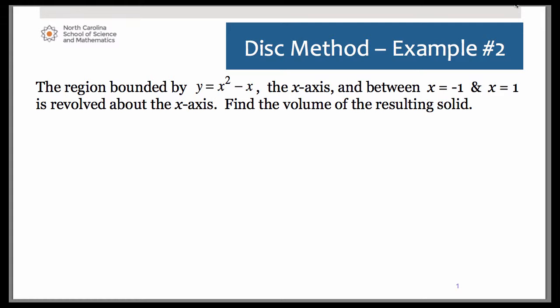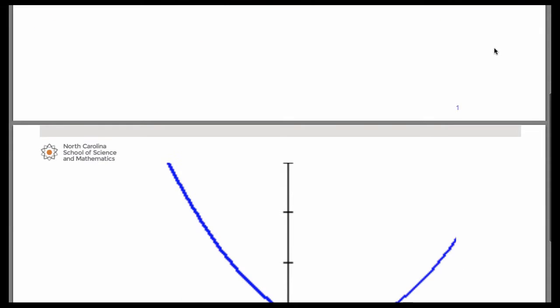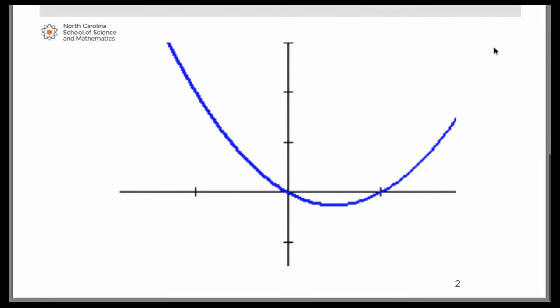So go ahead and graph those in your calculator. You should get a picture that looks like this. And I did adjust my window so you could see this a little bit better. Let's go ahead and draw in those vertical lines at -1 and +1. And our axis of revolution is the x-axis.